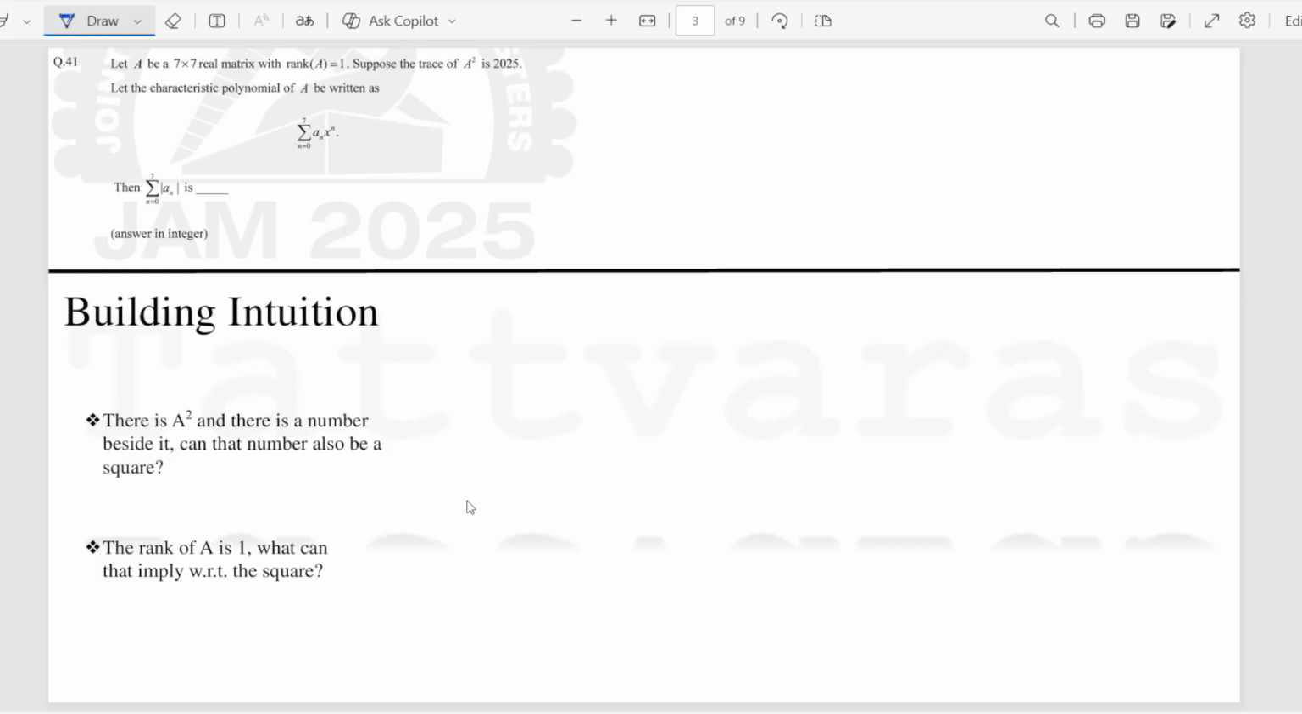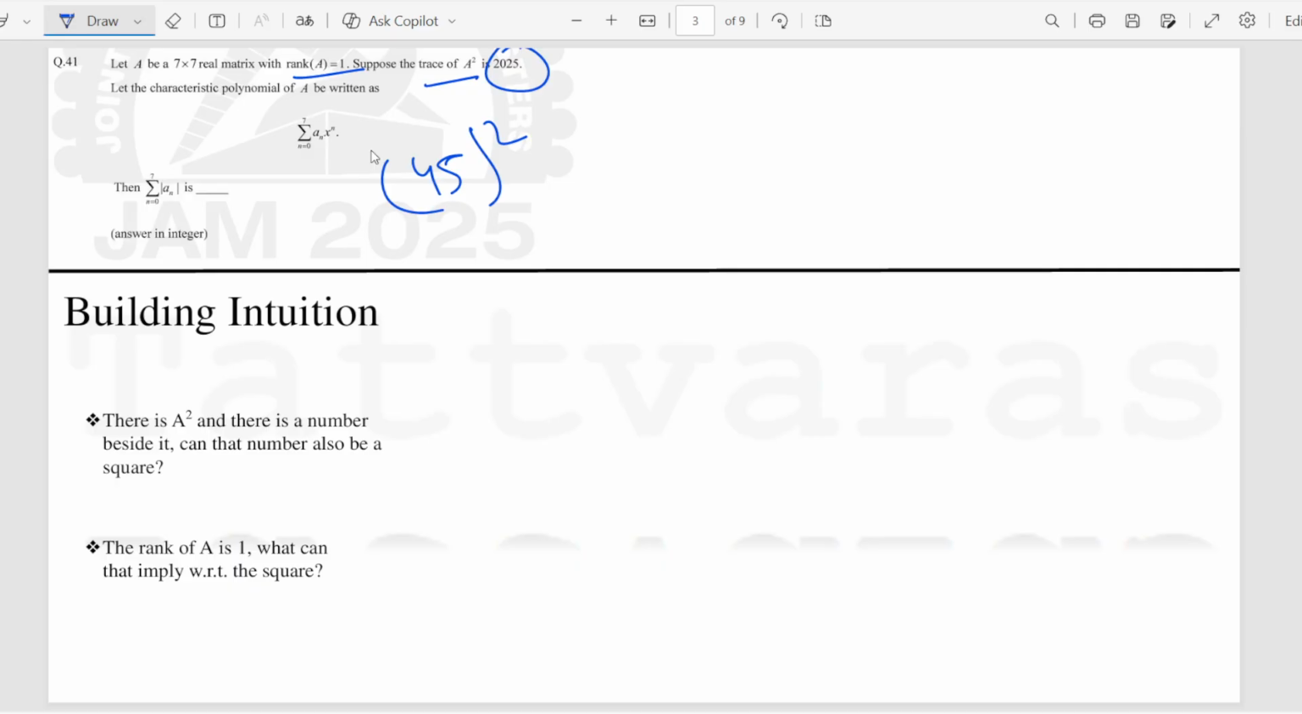In the moment of exam, maybe you're not very familiar with the theory, but some intuition can click in. Let's start with that first. So you have the trace of the square of the matrix, and this number, which is the trace, seems to be like the square of something, right? And you can check that it is the square of 45. So that's one thing. The other thing is the rank of the original matrix is 1.